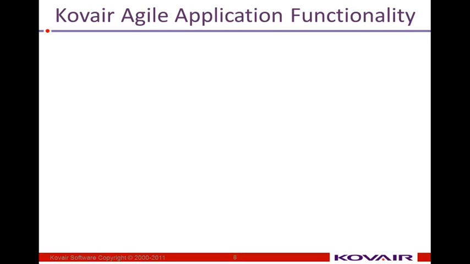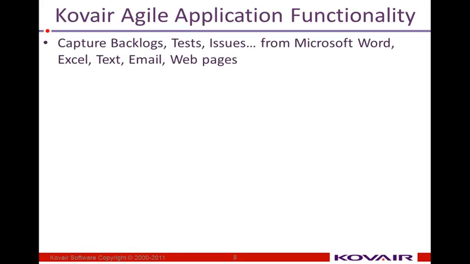Let's talk about some of the salient features of our Agile application functionality. You can capture the product backlogs, tests, issues, etc. in a number of different ways. For example, of course, you can enter them using the application itself, or you can import them from Microsoft Word, Excel, text. People can email their issues, for example, or they can submit from their portal or their intranet or internet, any kind of web form.